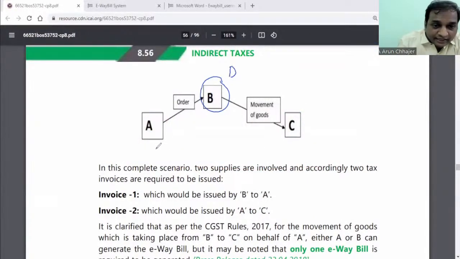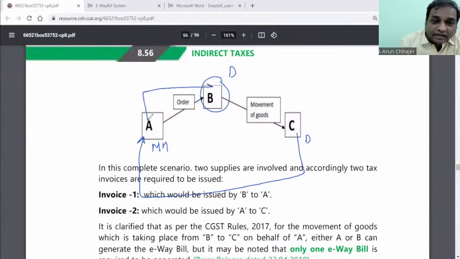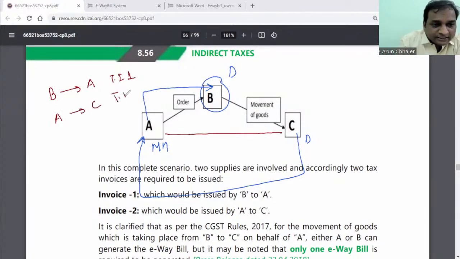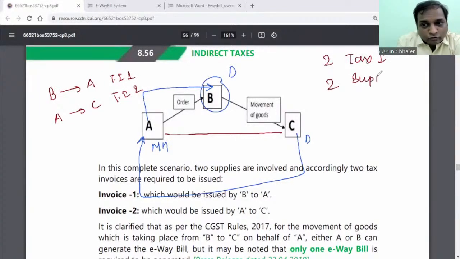B is from Delhi, A is from Maharashtra, C is from Delhi. C has given the order to A, then A has in turn given the purchase order to B. So there will be two tax invoices, one tax invoice by B to A, tax invoice number 1, let's say. And also A will raise the invoice to C, then there would be another tax invoice A to C, tax invoice number 2. Now my point is how the goods will be moved. There are two tax invoices, no doubt about that. There are two supplies, no doubt about that.